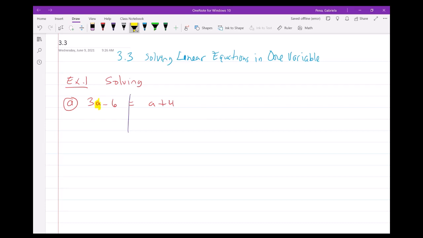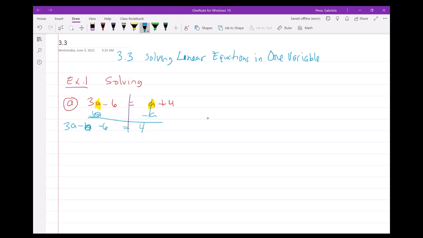I have variables on both sides. So you need to decide where to keep your variable. My recommendation is always move the variable, move the letters to the left side. So if that's the case, I'm going to subtract a. Now remember, that's a 1a. So this is 3a minus 1a minus 6 equals 4.